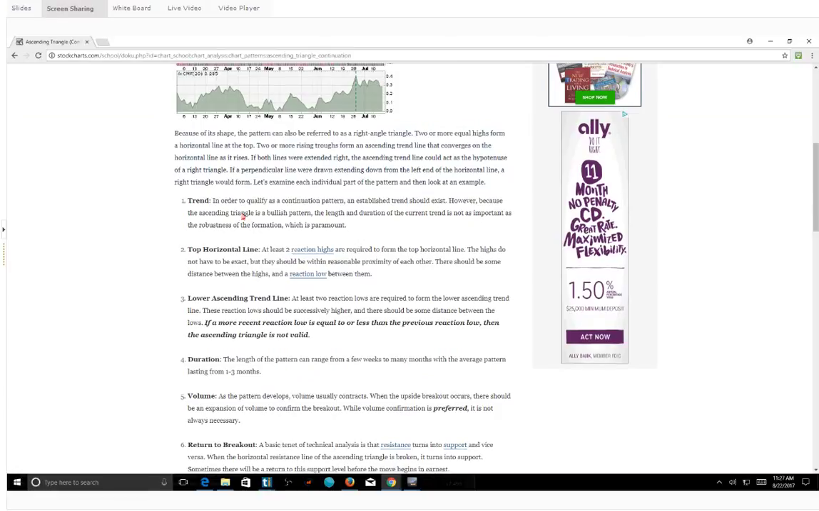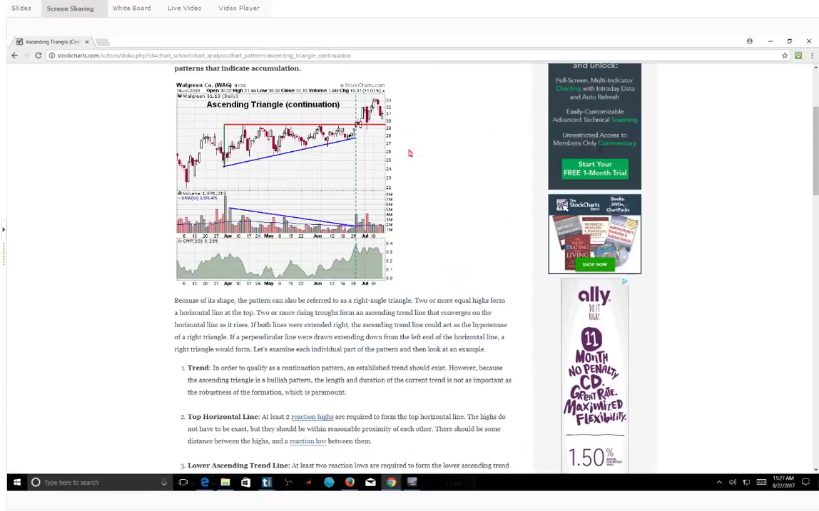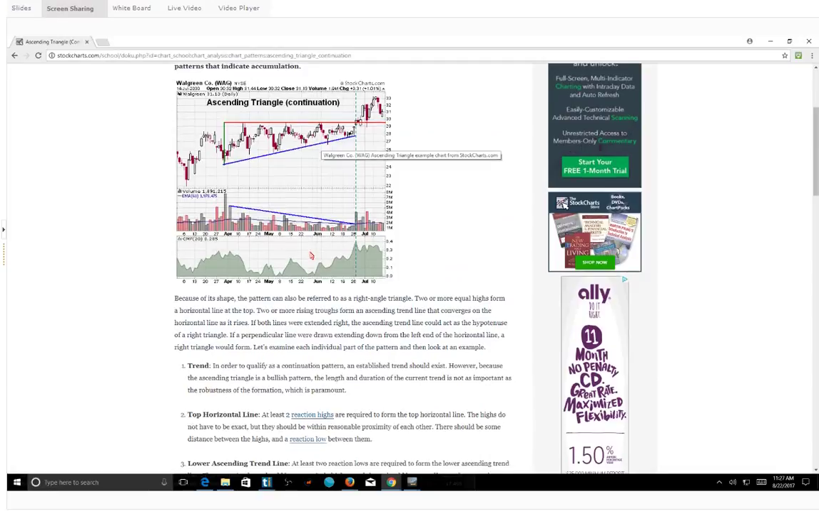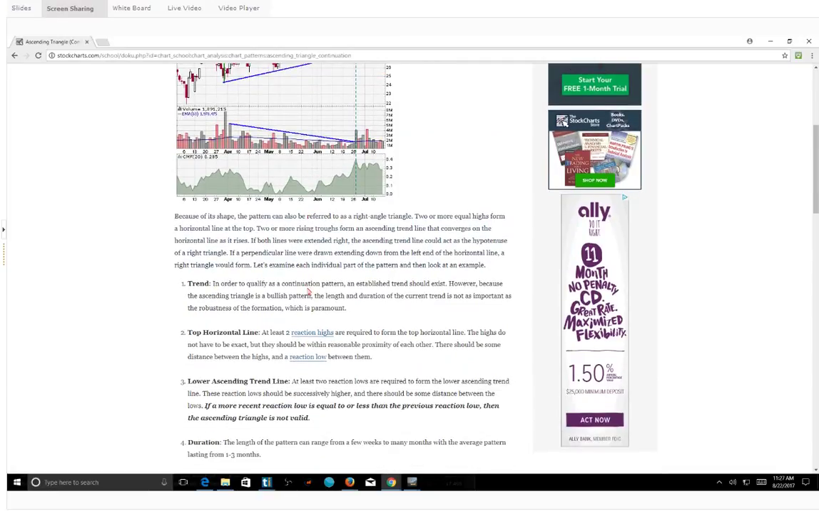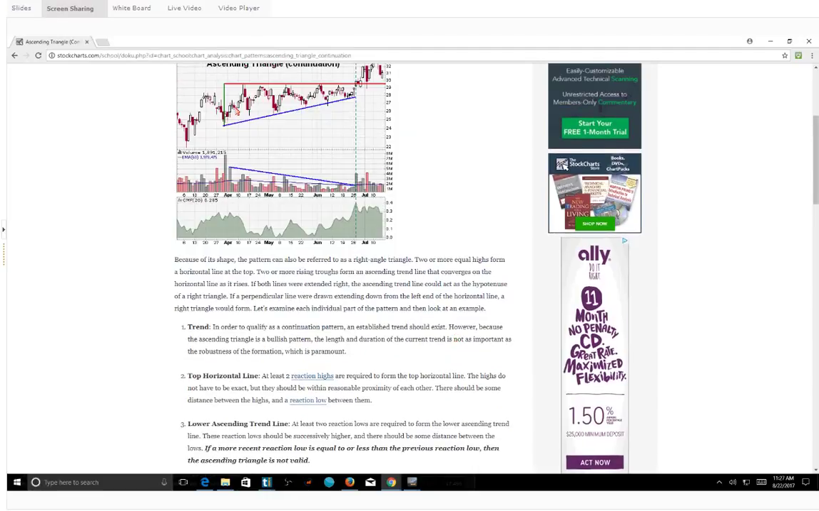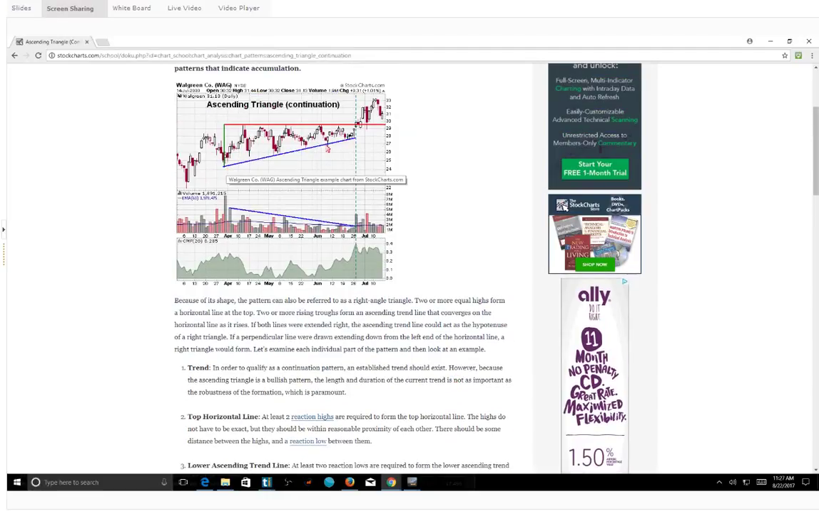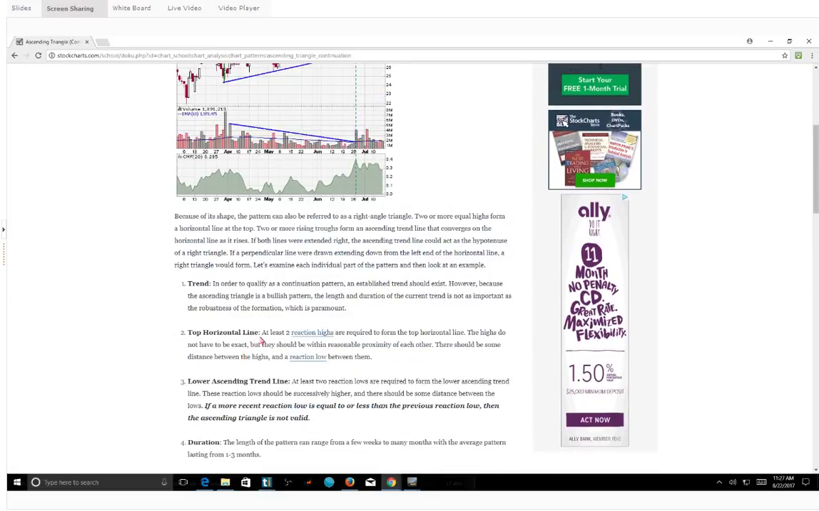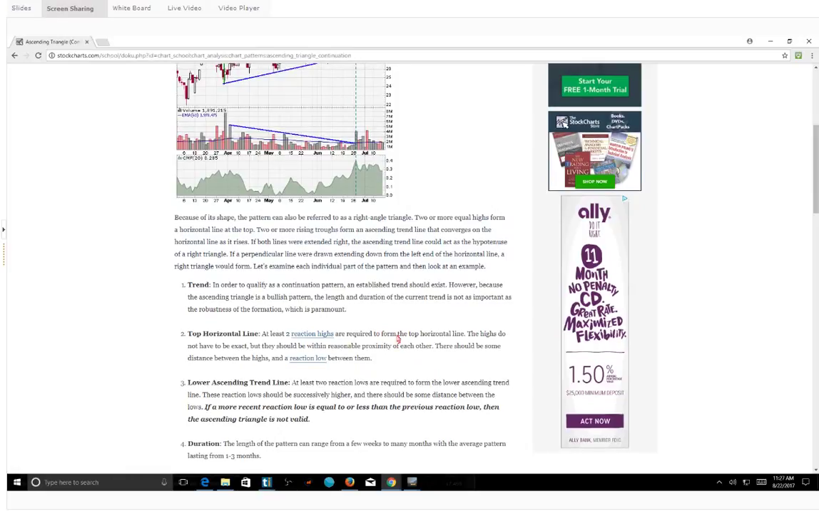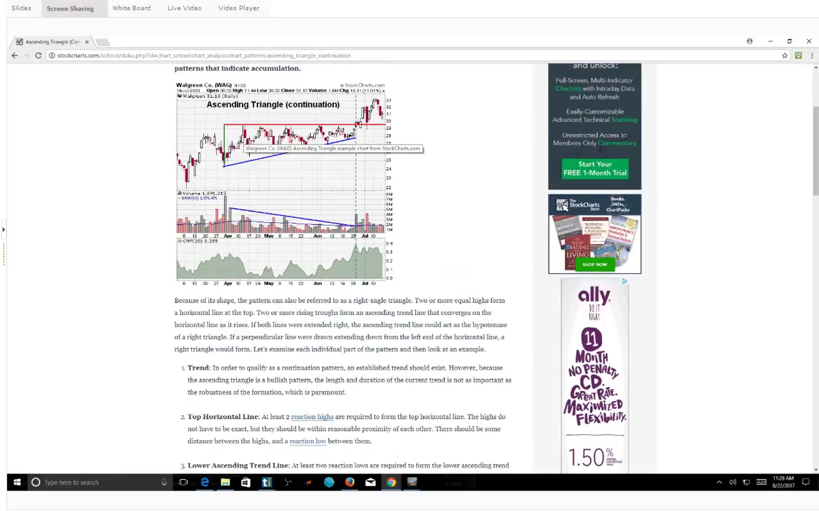Now, again, I focus on penny stocks. I'm focusing on stocks between 25 cents and $25 usually. These may take a little bit longer, but as you guys can see, in order to qualify as a continuation pattern, an established trend should exist. The trend is right here, this blue line. That's the trend as it's holding up, building higher lows. Top horizontal line, at least two reaction highs are formed. So here's one, here's two, and now you can see 3, 4, 5, then it got a nice break.